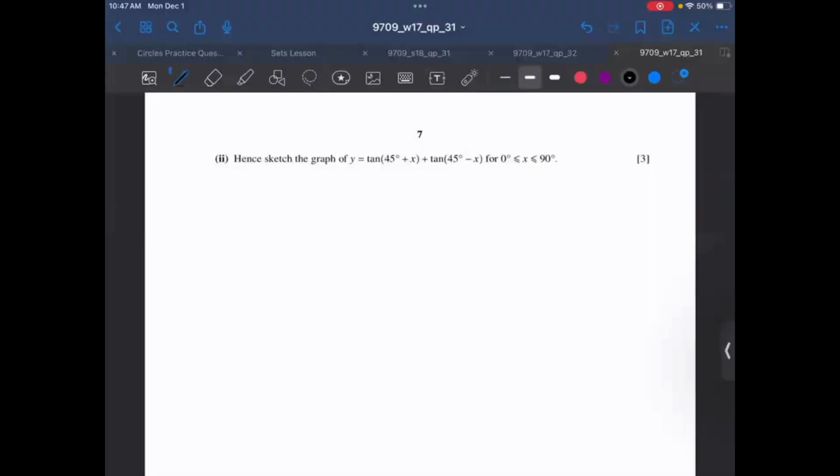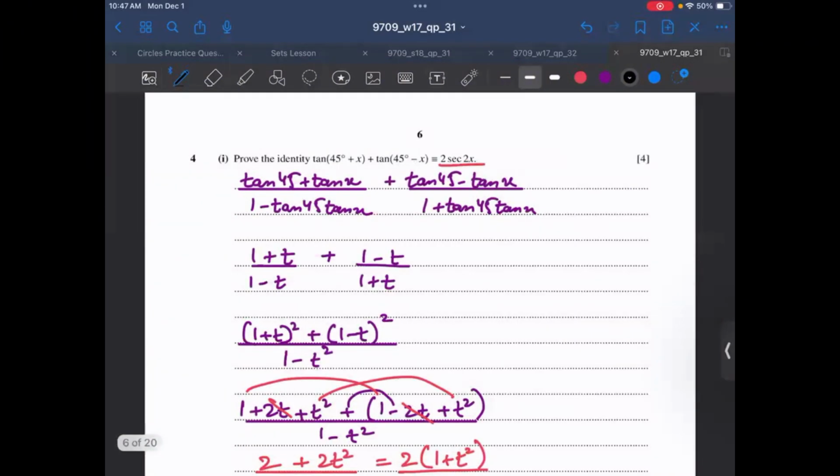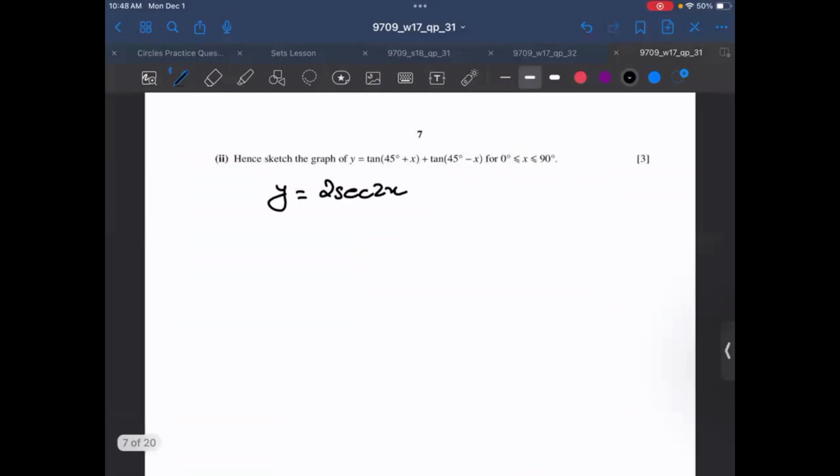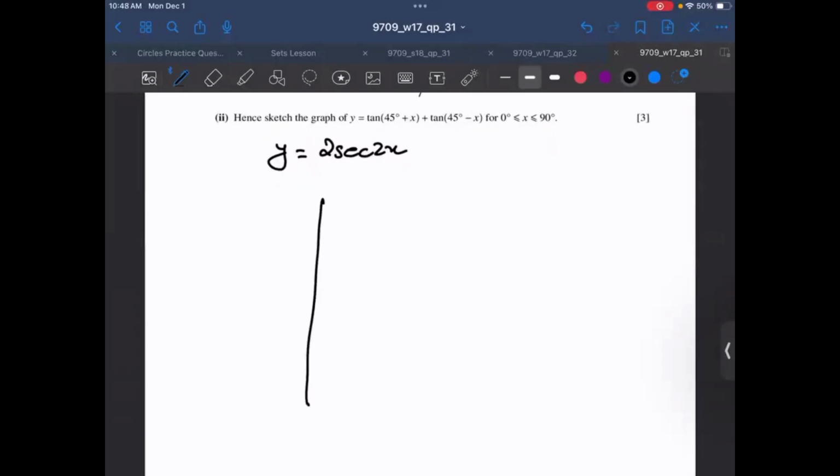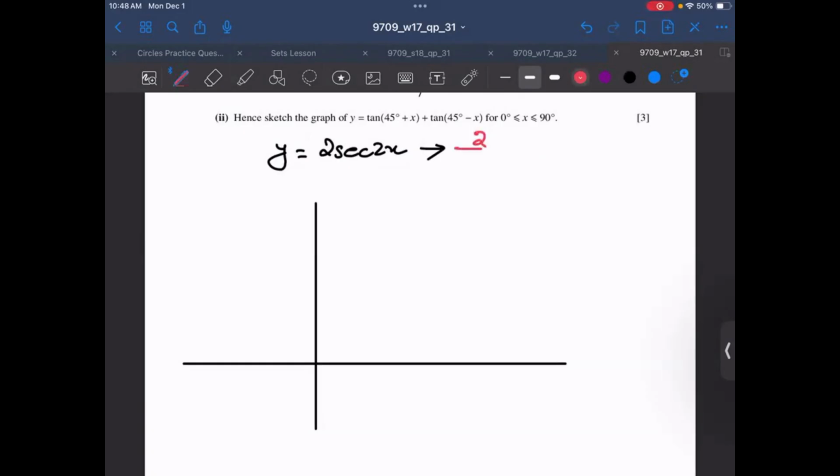Now in part 2, we have to sketch the graph of y = tan(45 + x) + tan(45 − x). We can write 2 sec 2x over here in place of tan(45 + x) + tan(45 − x), as we proved in the last part. To sketch a graph, let's first make the x and the y axis. We know that sec 2x is the same as 2 upon cos 2x. The easiest way to plot this is to take x equals 0.